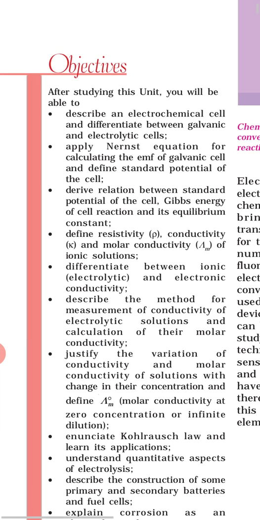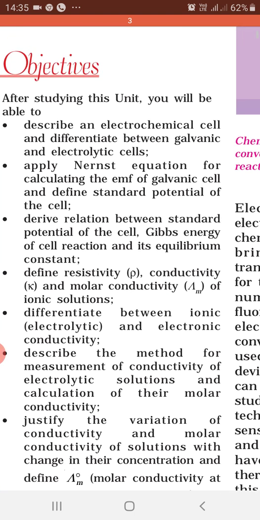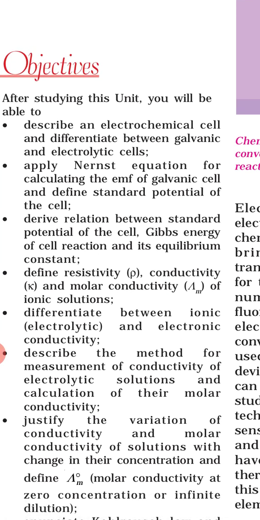Now here first I am going to discuss some of the important points which we are going to study in this chapter, which are actually our objectives. First point is describe an electrochemical cell and differentiate between galvanic and electrolytic cell. First of all we will differentiate between a galvanic cell and an electrolytic cell. Electrolysis we have learned many times in our previous classes. Here our main concept is to learn the electrochemical cell, and we are going to learn the galvanic cell too.